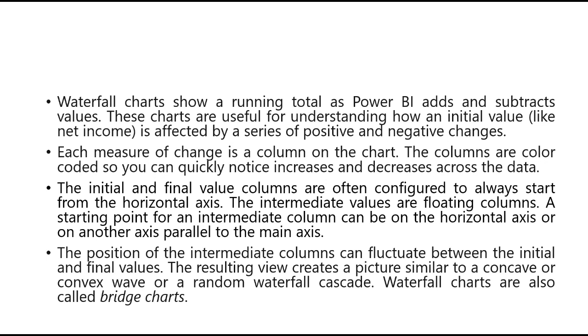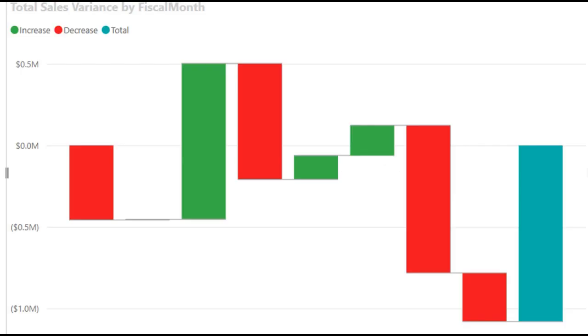A starting point for an intermediate column can be on the horizontal axis or on another axis parallel to the main axis. So the position of the intermediate columns can fluctuate between the initial and final value, and the resulting view creates a picture similar to a concave or convex wave or a random waterfall cascade. Waterfall charts are also called bridge charts. They look like this.